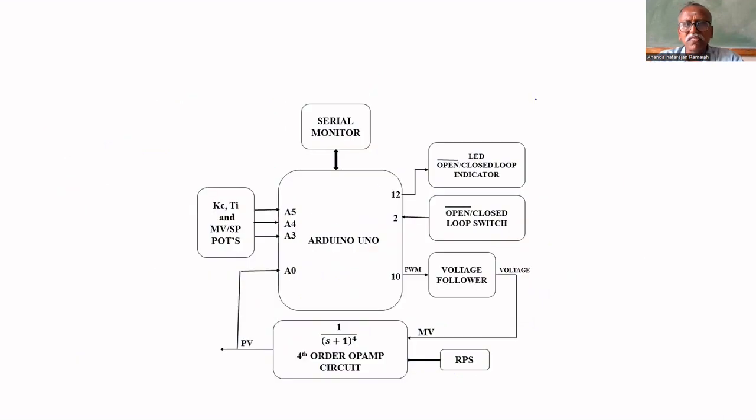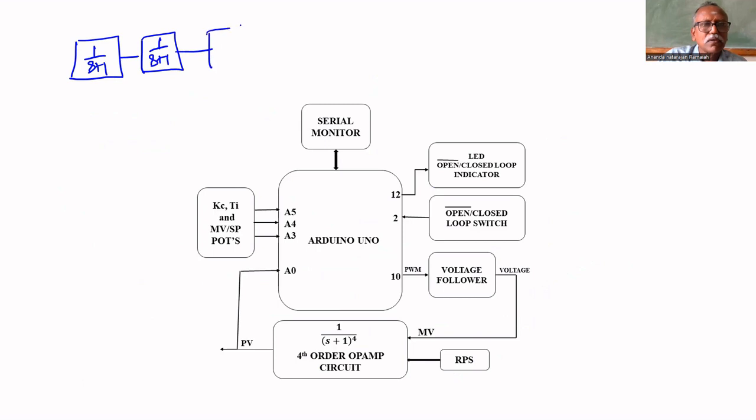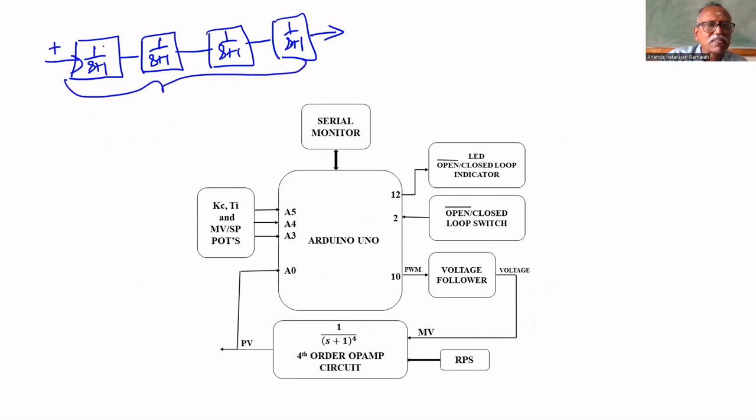If you cascade 4 such stages, 1 by (S plus 1), 1 by (S plus 1) and 1 by (S plus 1), if you connect 4 such op amp circuits in series, here you are giving plus, minus, plus, minus, plus. The output is plus. Therefore, G of S equals 1 upon (S plus 1) to the power 4. So that circuit will be connected here.